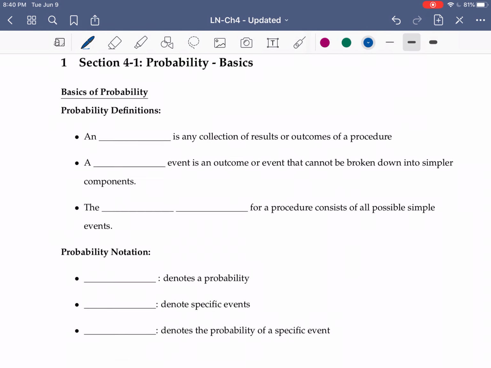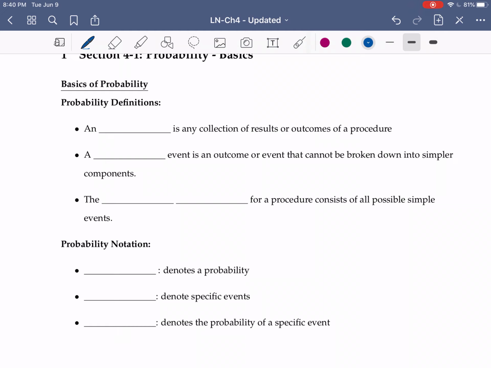All right, so let's look at some terms that are associated with probabilities. An event is any collection of results or outcomes of a procedure. So if we're thinking about rolling a die, we could say the event where you roll a 1 would only consist of the outcome where it's a 1. Or you could talk about the event where you roll an odd number. That would consist of the outcomes where you roll a 1 or a 3 or a 5. So those are events.